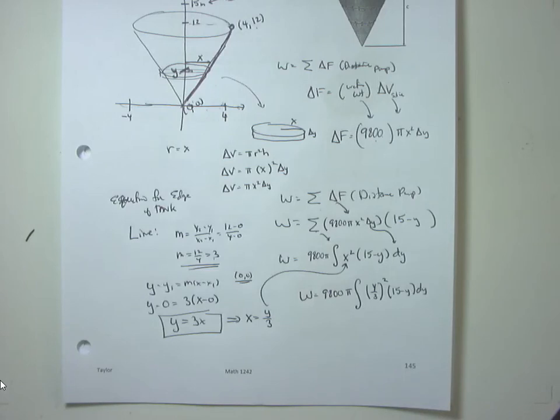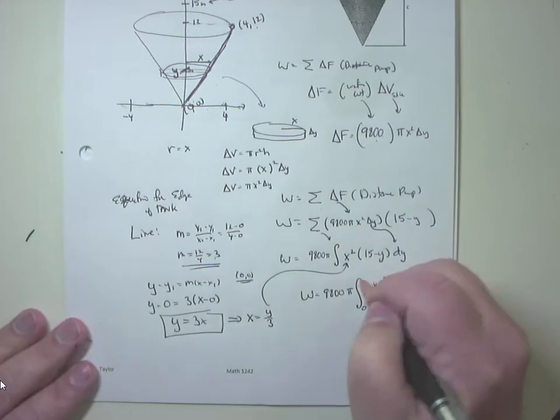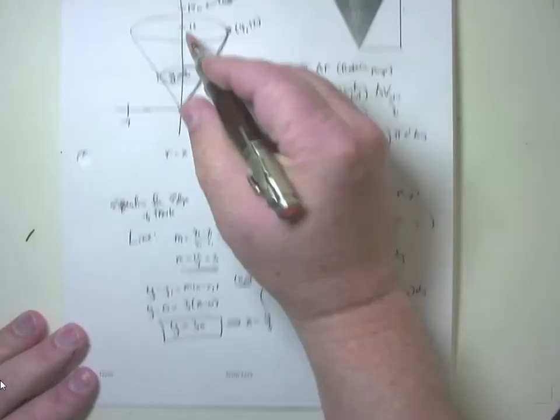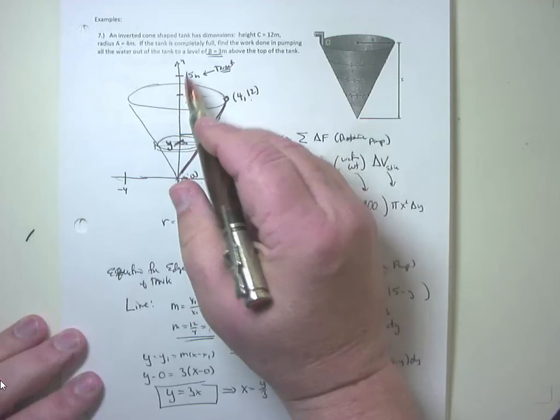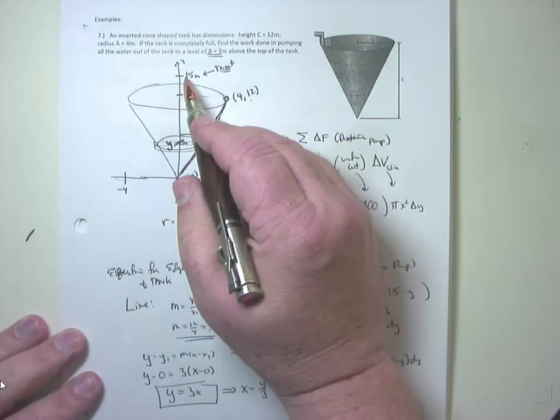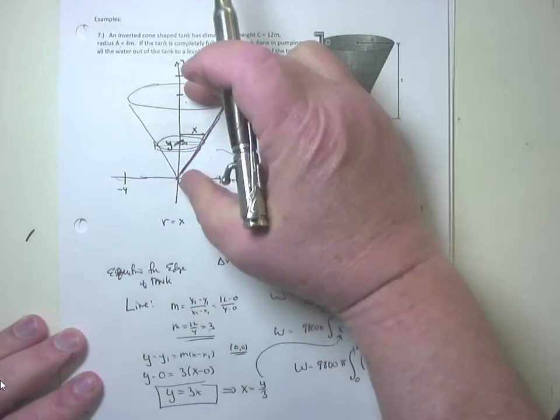Where's the water at? This thing was full of water, and they want to pump all the water out of the tank. Where's my variable? What are my bounds? 0 to 12, because that's where the water is. Don't try to integrate up here to 15. There's no water up here. That's what you're trying to do, get the water up there. The water's in the tank.